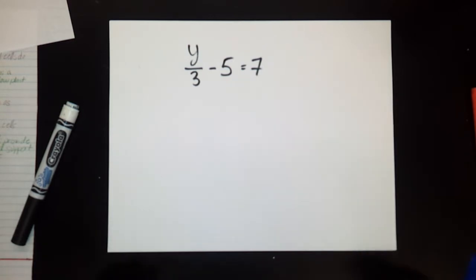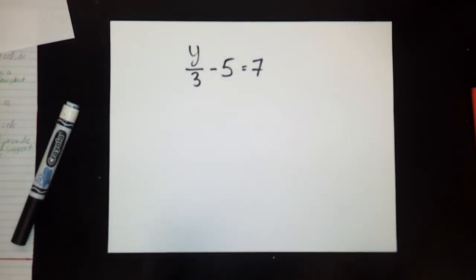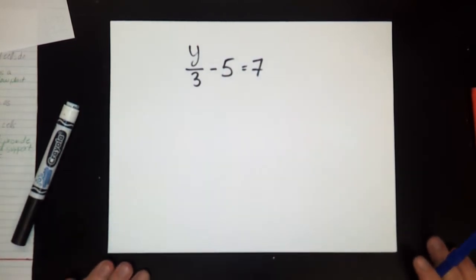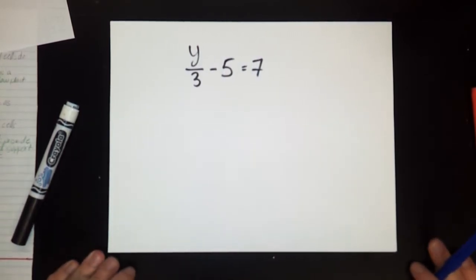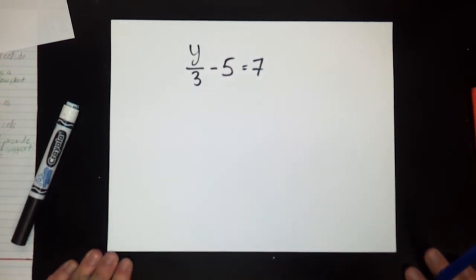And again, individually, this is not a problem. You know how to deal with minus 5. You know how to get rid of a minus 5, do the opposite, plus 5. How to get rid of a divided by 3, do the opposite, you multiply by 3. But once again, we have both of them here at the same time. Which one do I tackle first?